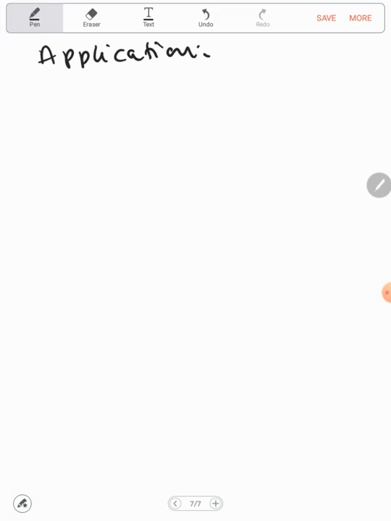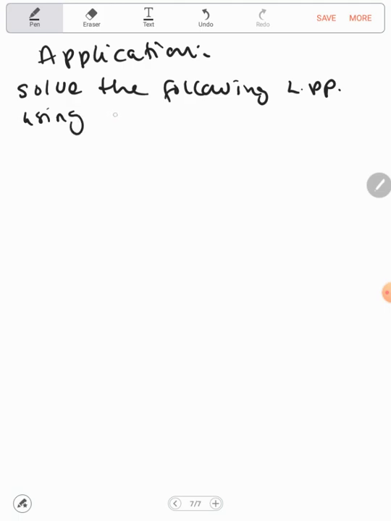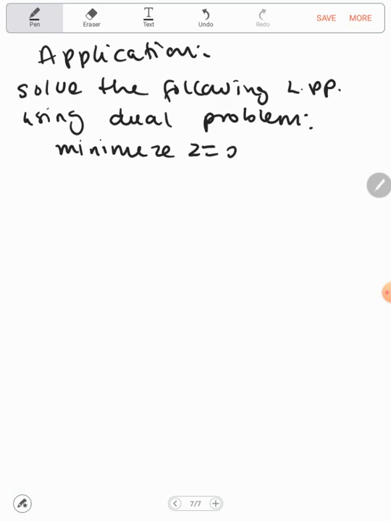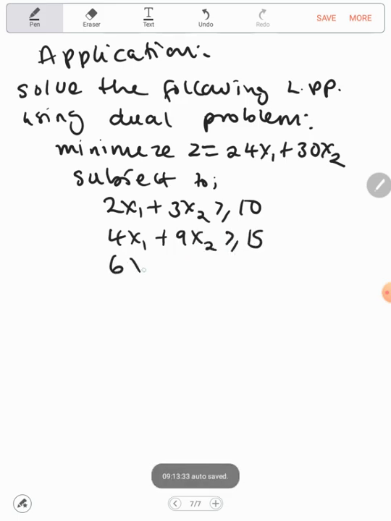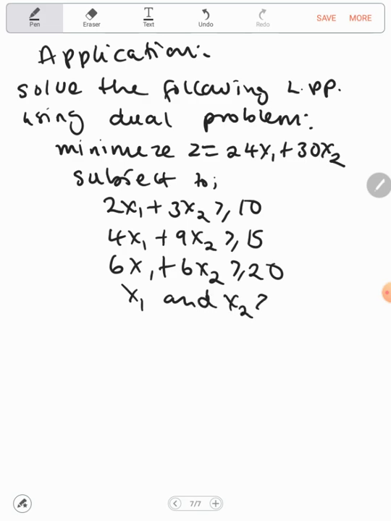An example. So let's look at an example. Solve the following LPP problem using the result of its dual problem. Minimize z equal to 24x1 plus 30x2 subject to 2x1 plus 3x2 greater than or equal to 10, 4x1 plus 9x2 greater than or equal to 15, 6x1 plus 6x2 greater than or equal to 20, and then x1 and x2 are greater than or equal to 0.